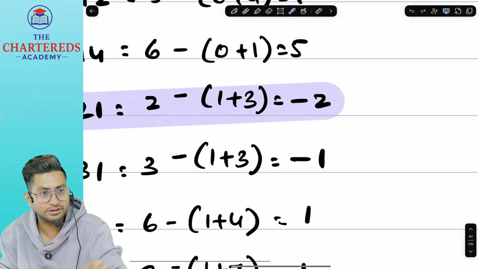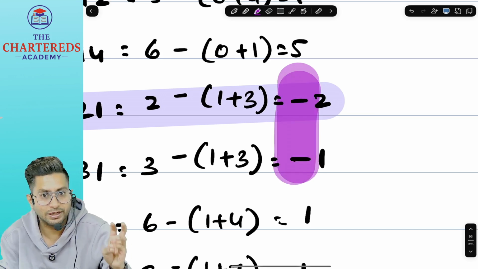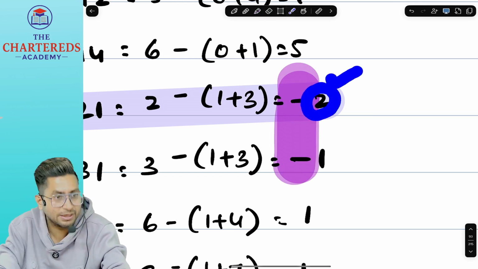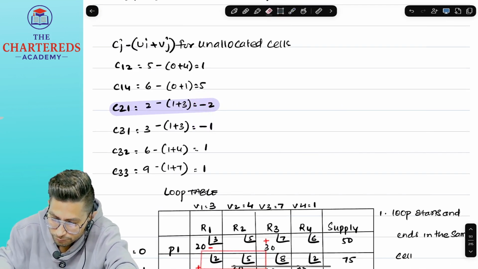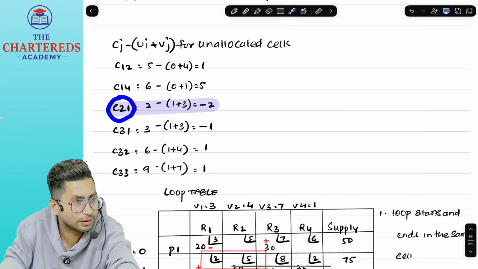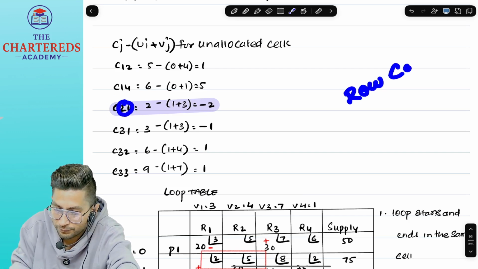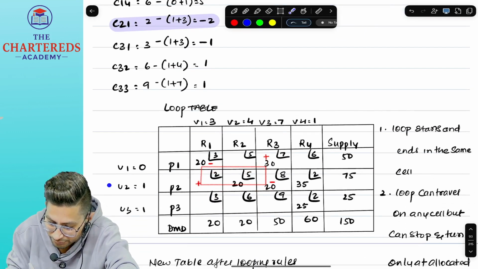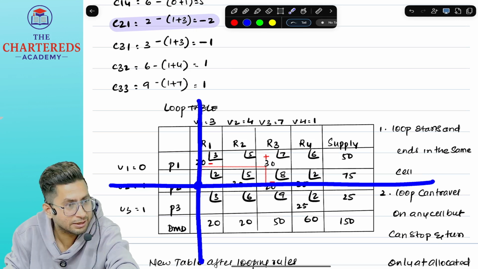So how many negative numbers are there? 2. So ignore the negative sign. 1 and 2 are there. Which is the bigger number? 2, right? So from the minus 2 you have to start creating a loop. Let us see. So this is which cell? C21, means second row, first column. First we always write row, then we always write column. From here I have to start creating the loop.